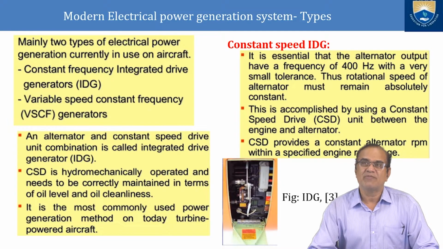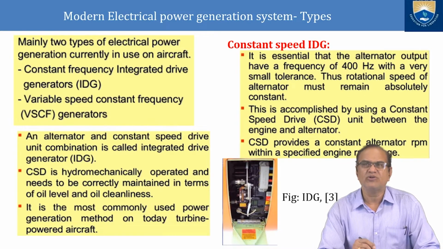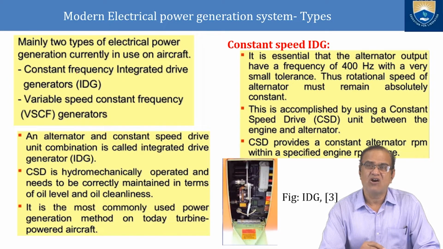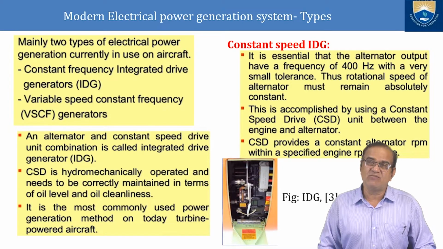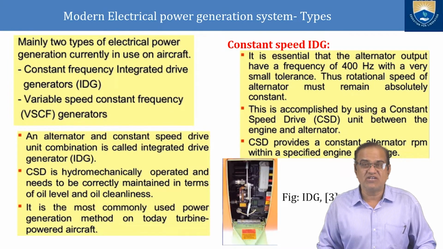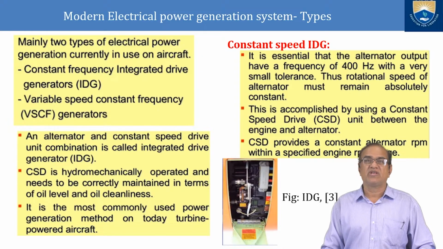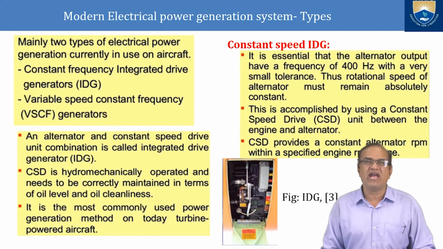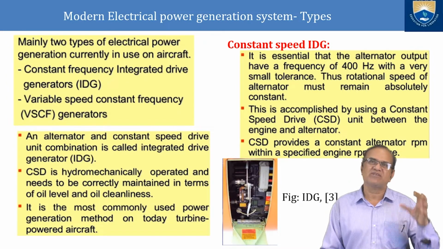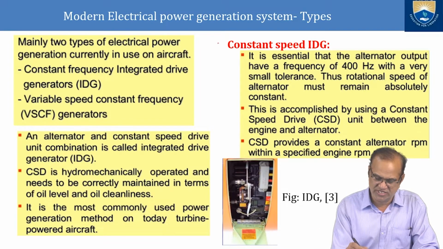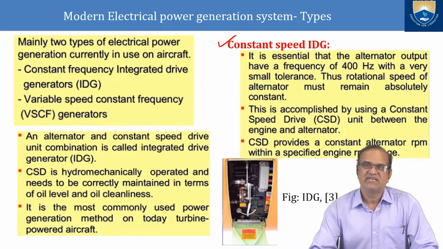Modern electrical power generation and their types. Mainly two types of electrical power generation are currently in use on aircraft. One is the constant frequency integrated drive, CFIDG, constant frequency integrated drive generator. The second one is the variable speed constant frequency generator. So constant frequency integrated drive and variable speed constant frequency generators are used. I am going to discuss the first type, that is the constant speed integrated drive generators.